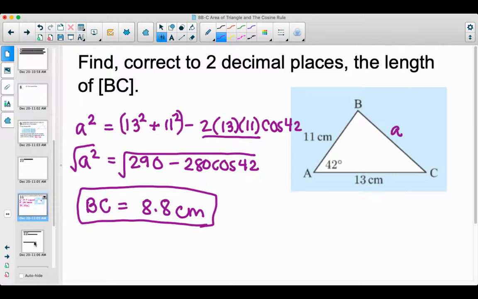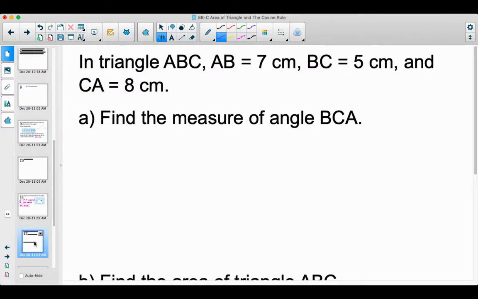Okay, now let's take a look at an example where you have to find an angle, which means you have side, side, side. So here it gives us a triangle, ABC, and I am just going to draw the triangle over here. It's not going to be pretty, but that's okay. So AB is 7, BC is 5, and CA is 8. And it says find the measure of BCA. So this is the angle I'm finding.